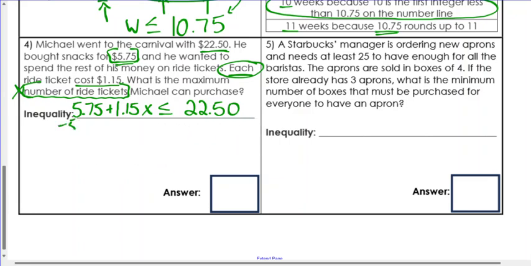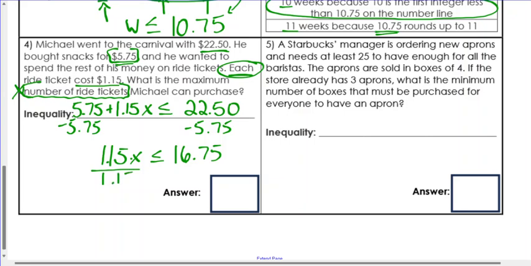We're going to cancel out the 5.75 on both sides and get down to 1.15 times x is less than or equal to 16.75. Then we have one last step. This is multiplication, so we're going to cancel that out with division. Divide by 1.15 on both sides. And we get that x is less than or equal to, I'm just going to round this, 14.57.